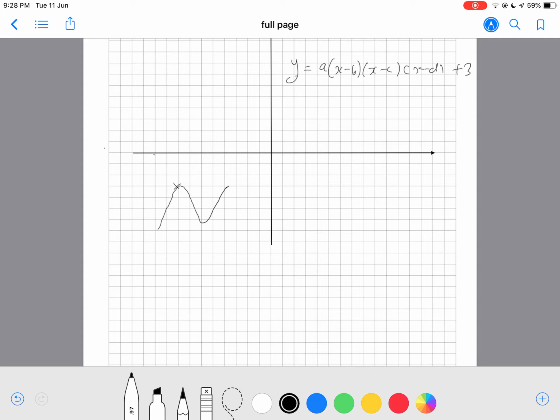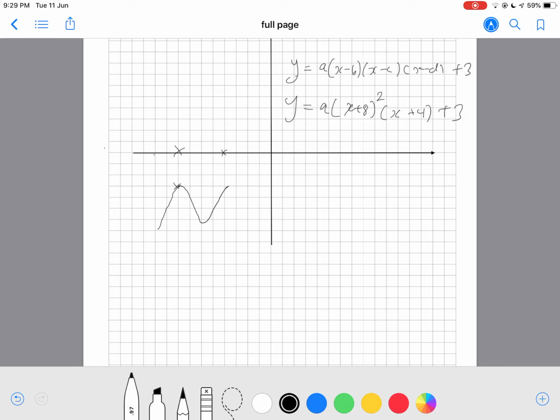After we move it up, this point will be here, and this point here will be here. This point here is a turning point, which means y equals a, (x plus 8) squared, (x plus 4), plus 3.